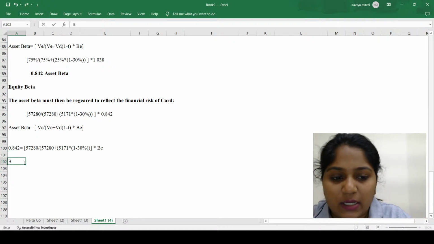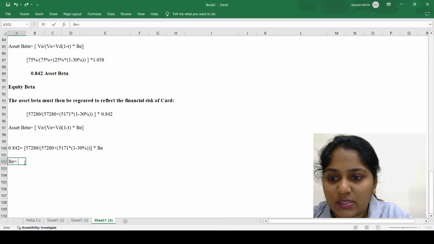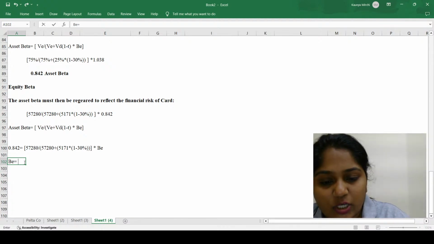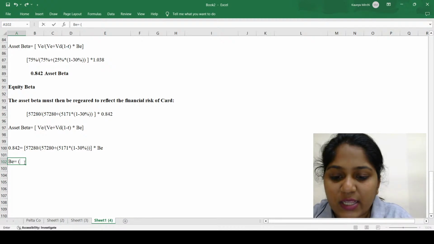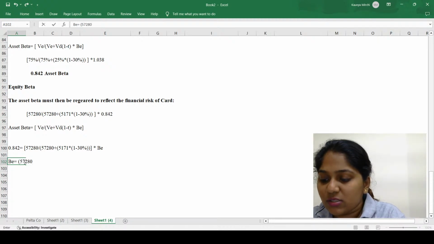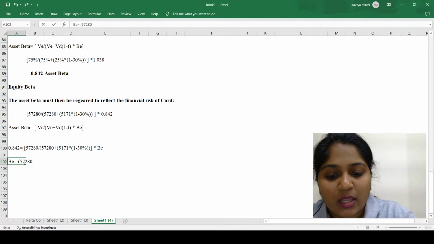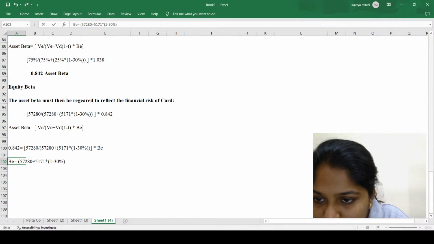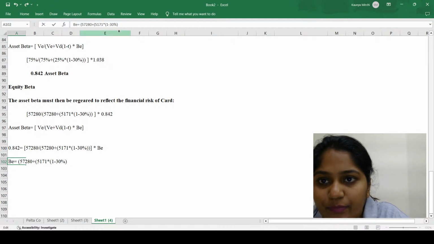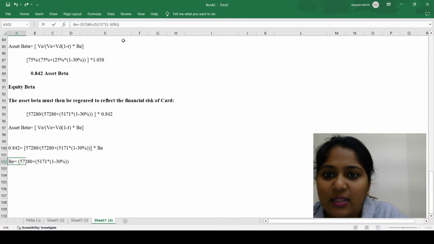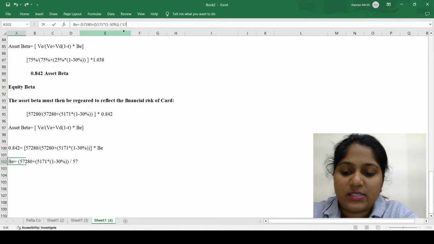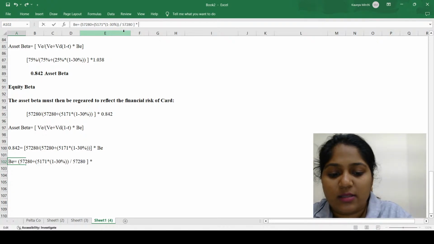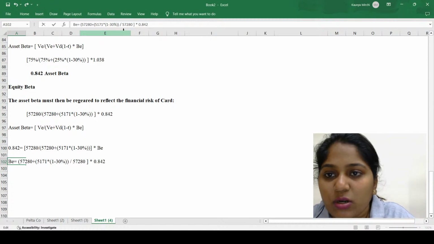Correct? So my equity beta would be equal to what? I will take whatever the numerator first. The denominator would be 57,280 on this side. So on the left hand side it becomes the numerator: 57,280 plus 5171 multiplied with 1 minus tax rate, that is 30 percent. Close this, right? I'll also close this. I'm sorry about it. Close two brackets, and then this whole divided by 57,280, and this whole divided by 0.842. This is what we would be doing.